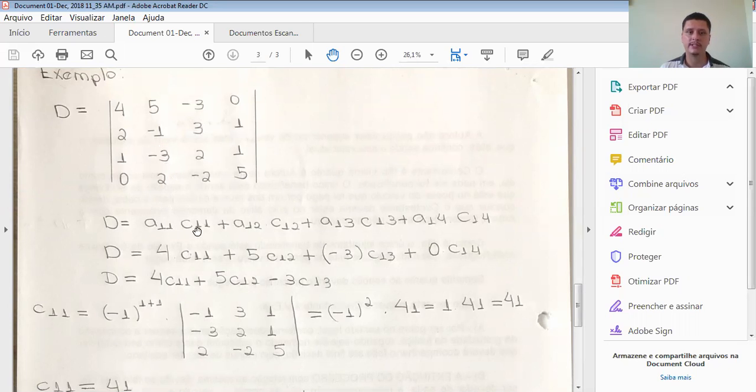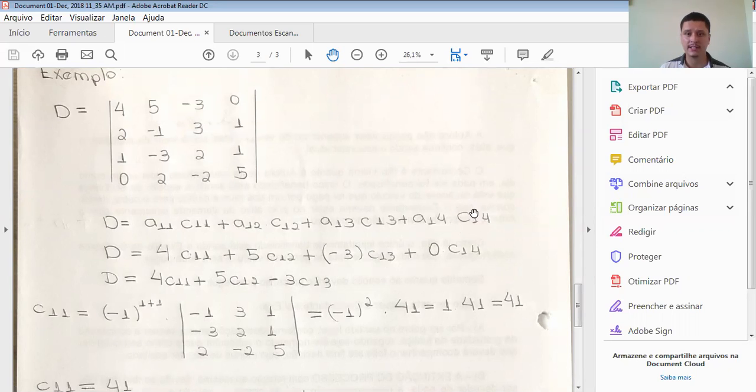So A11 times C11 plus A12 times C12 plus A13 times C13 plus A14 times C14. Of course, in this example I'm showing you, I chose the first row, and here's why. In the first row, there is an element which is 0. So when I consider the determinant, the last term, A14 times C14, I don't need to calculate the cofactor C14 because it doesn't matter what its value is.